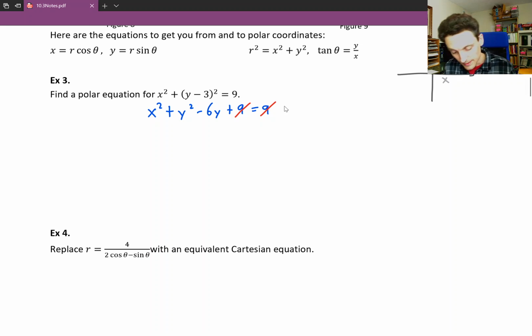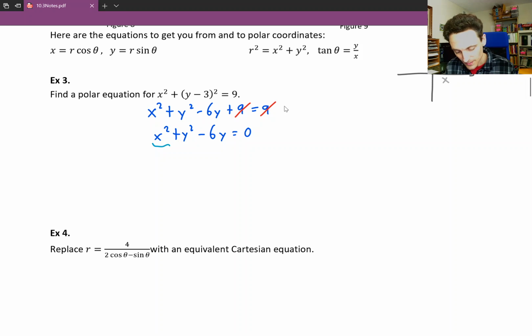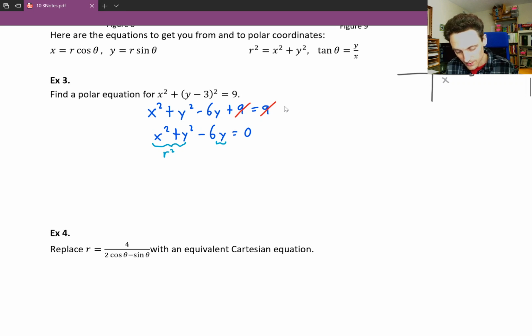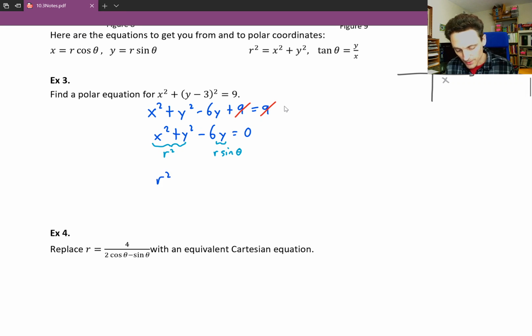So x squared plus y squared minus 6y equals 0. And if you look at the x squared plus y squared, that is just r squared. And then the y we can convert into r sine theta. So we have r squared minus 6r sine theta equals 0.